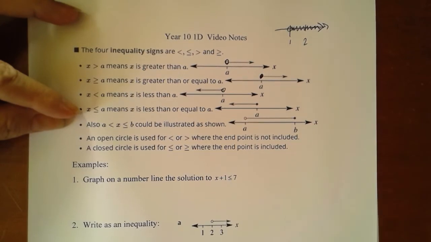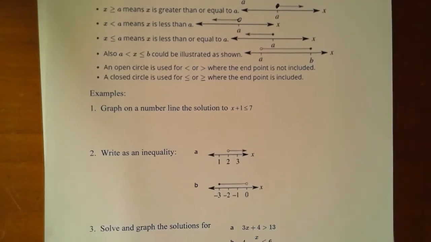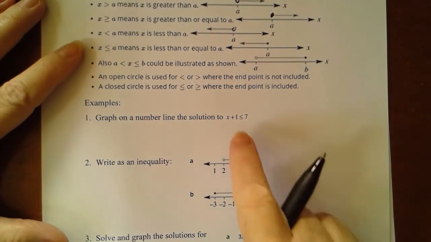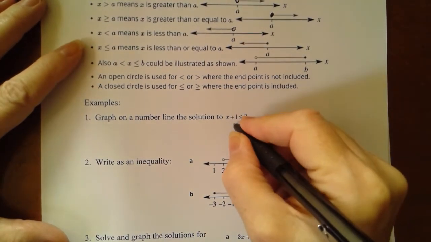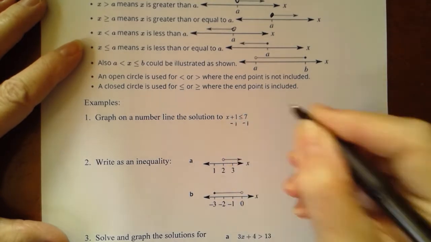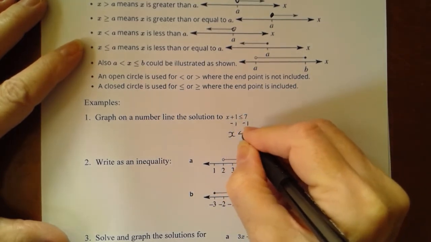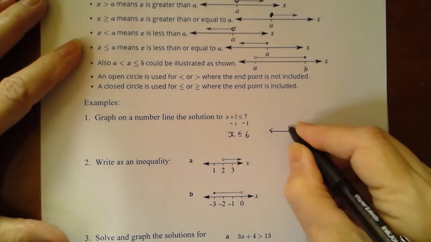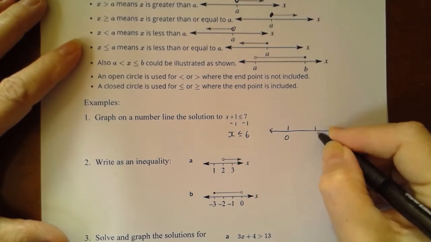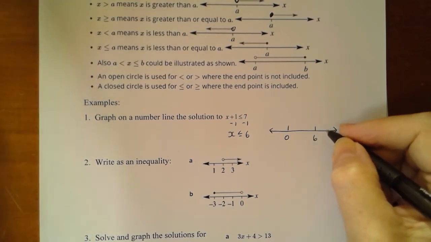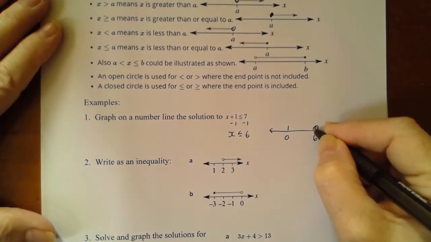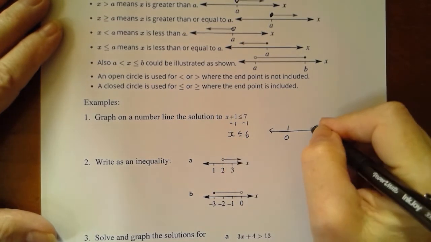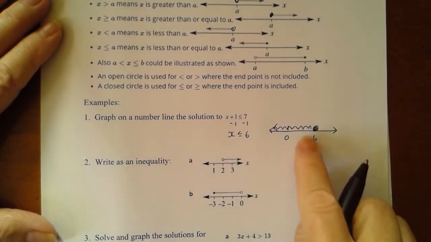Open and closed. Okay, so let's just quickly go through these. It says graph on a number line the solution to this inequality. I do these problems just like an equation. I subtract 1 from both sides and I get 6. And so on my number line, I want you to put at least 0 on, and you can put 6 on, and then you have a closed circle because this is equal to, and then it's less than, so it goes this way.